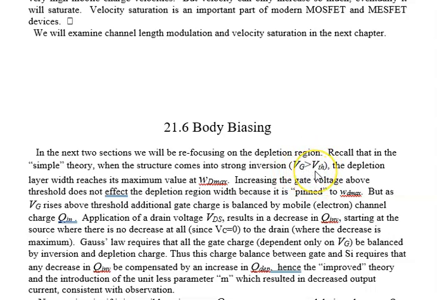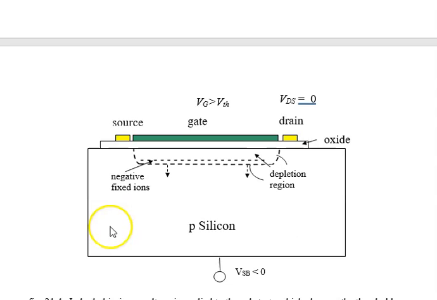The gate voltage is above threshold. In that case, we know that the depletion region width has reached its maximum value, so that if we increase the gate voltage any further, all the additional charge goes into mobile inversion charge. That is shown in this diagram right here. We have VG above the threshold. We're going to start with VDS equals 0. So that's why there is a horizontal line here.